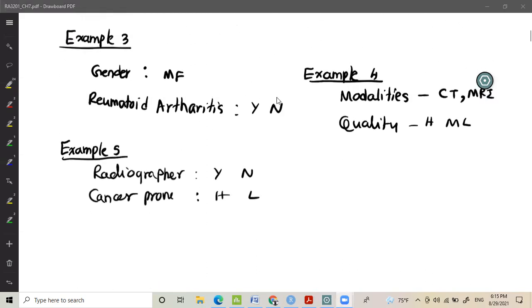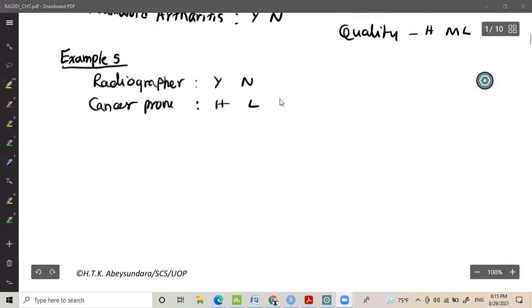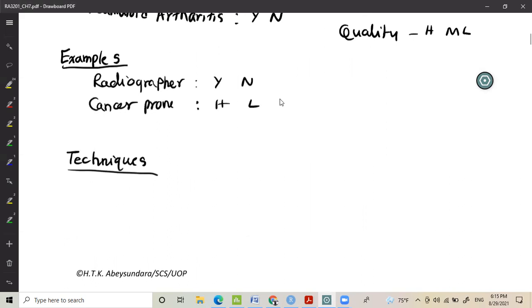So let's see how we can compare these types of variables. We are going to learn a couple of methods. These are the techniques we are going to learn. Now, these are not the only techniques. There are many other advanced techniques, but in your course, these are the techniques that I have to talk about.